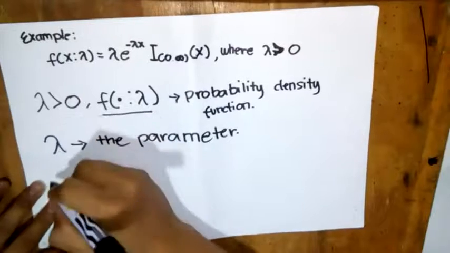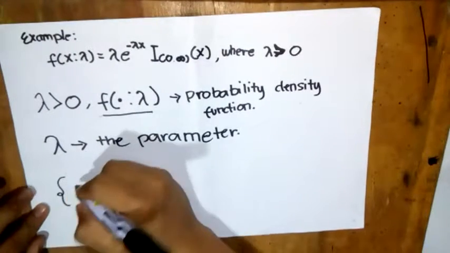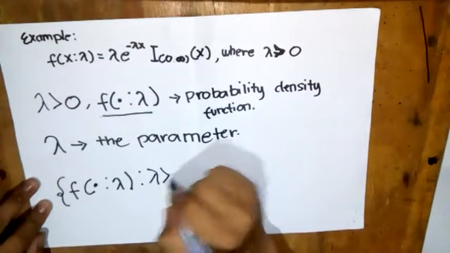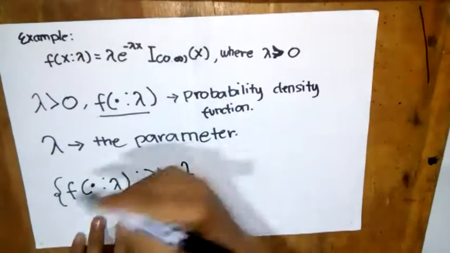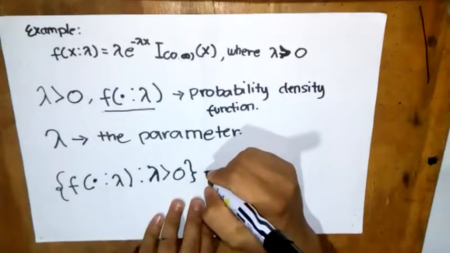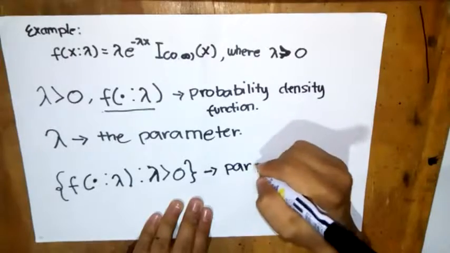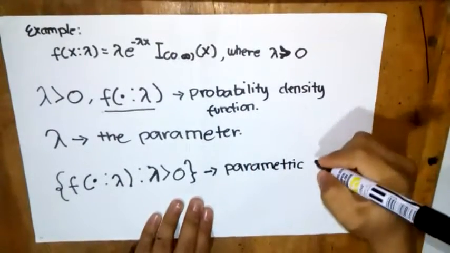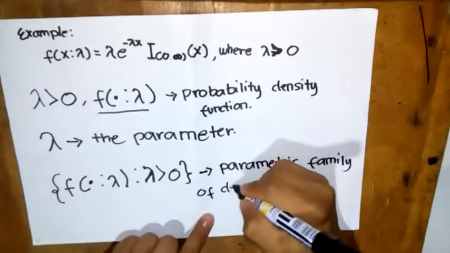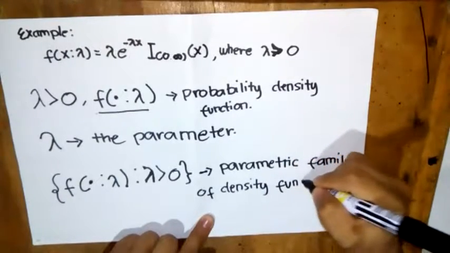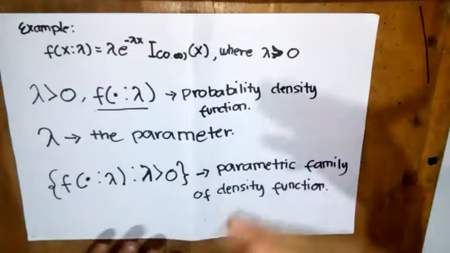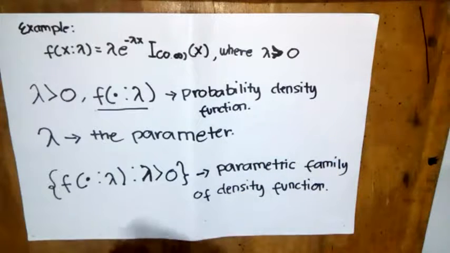as lambda ranges over the positive numbers, then the collection of the density functions with the parameter lambda, such that lambda is greater than 0, all of the collections of this as lambda ranges over the positive numbers, are what we call the parametric family of density functions. So that is just an overview of the whole chapter. To really understand this, let's proceed to the next topic.